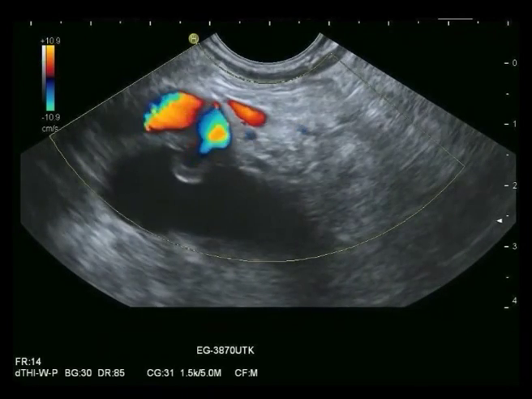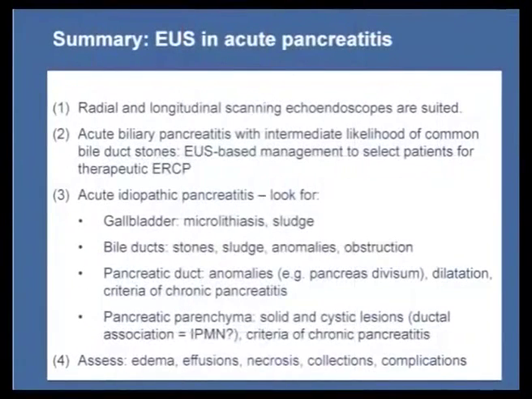Summarizing the role of endoscopic ultrasound in acute pancreatitis, two main indications are established. 1. EUS should be performed when a biliary cause is suspected and the probability of a common bile duct stone is intermediate. In this clinical situation, EUS reliably selects patients for therapeutic ERCP. 2. EUS should be used to establish the etiology of acute pancreatitis when thorough history, careful clinical examination, and abdominal imaging fail to do so. The diagnostic yield of EUS in this indication is as high as 65%.